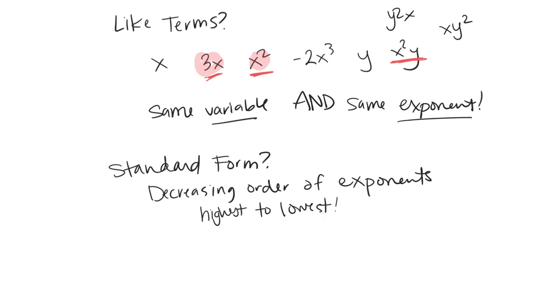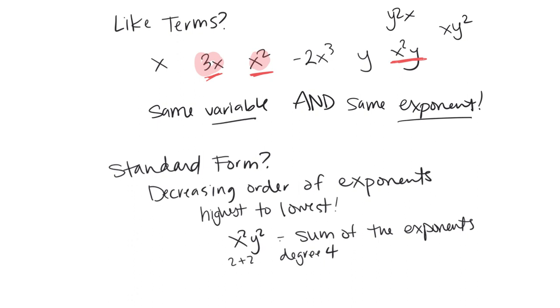In case you have something that looked like this, x squared y squared, the degree of that is going to be the sum of the exponents. So in this case, this one would be degree 4, because 2 plus 2 equals 4. So when you're writing in standard form, you're going to write from the highest degree to the lowest degree.